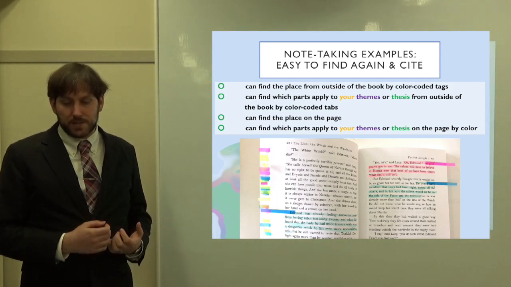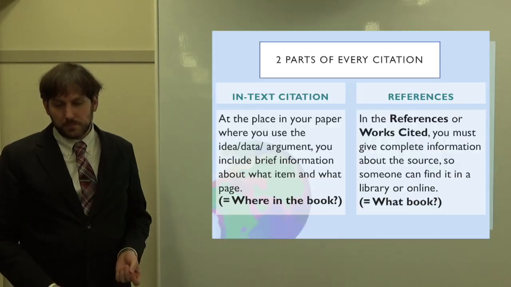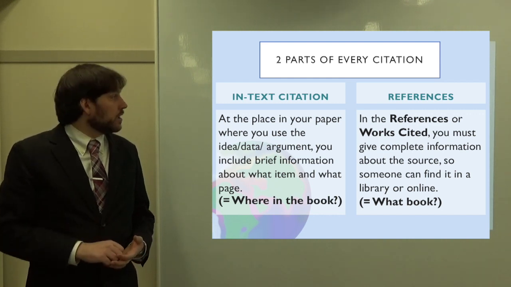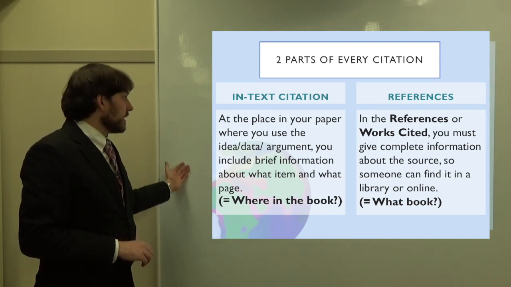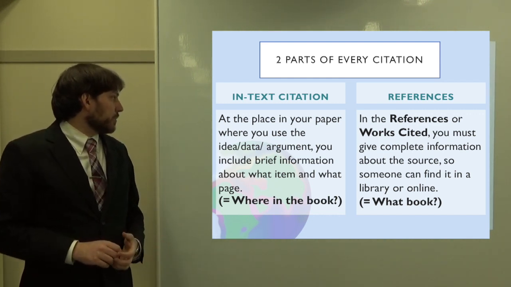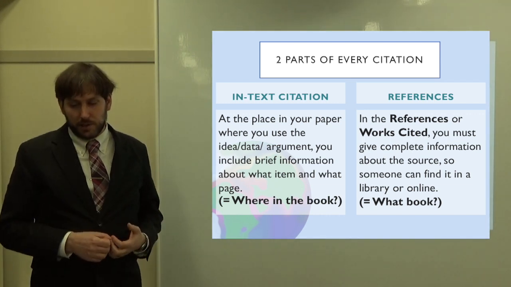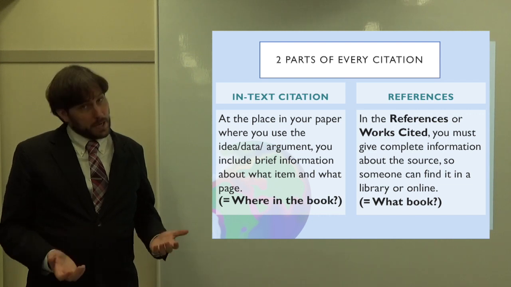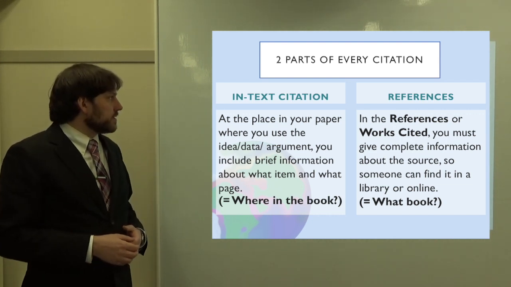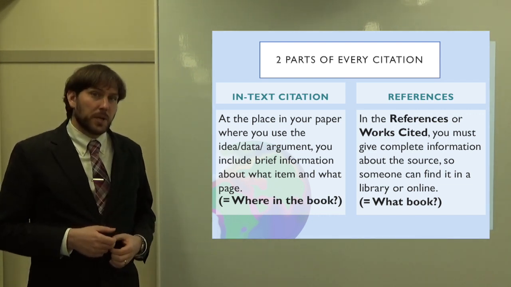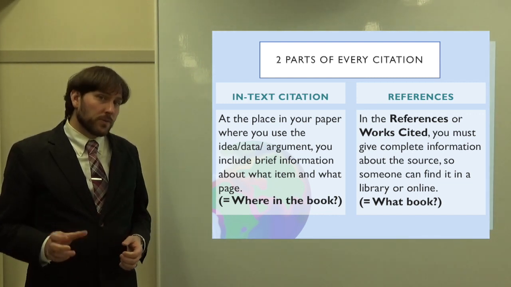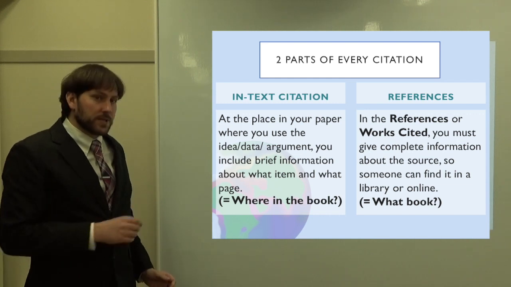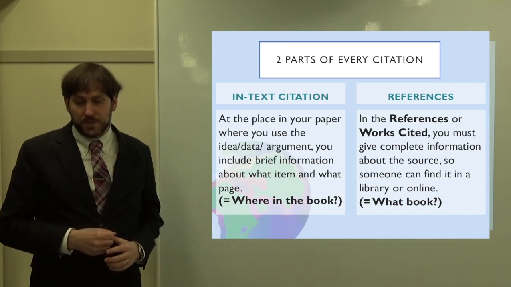So let's move on and let's talk about citation. When you're citing, there are two parts to the citation. One part is called the in-text citation. This is at the place in your paper where you use the idea, data, or argument. You'll include brief information about what item and what page. Then in the second part, you also need to put in a reference in a references section. So this part is in your argument. The other part is at the end of the chapter in a references section.